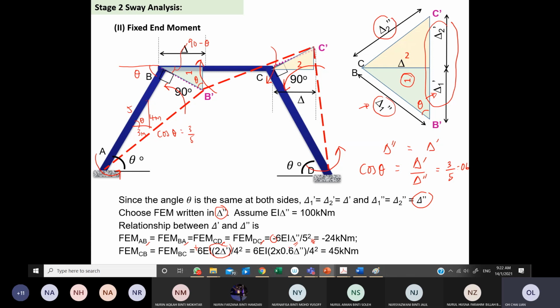Okay, so that is why you can see that they are actually substituting this delta prime with the delta double prime. So you can put it here, 0.6 delta double prime, and substitute these things into the equations. Okay, so I will give you a minute to study this before we go to the next. Make sure you know how to get this value, because we already assume this EI delta double prime is 100. You can ask questions if it is not clear.